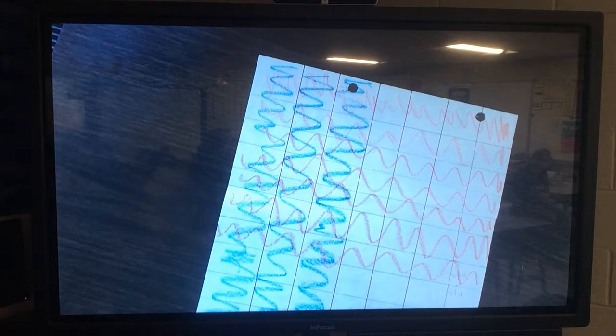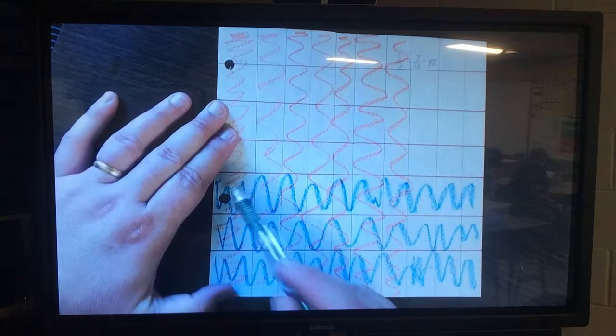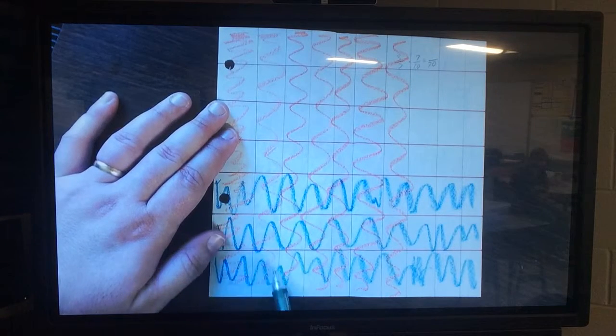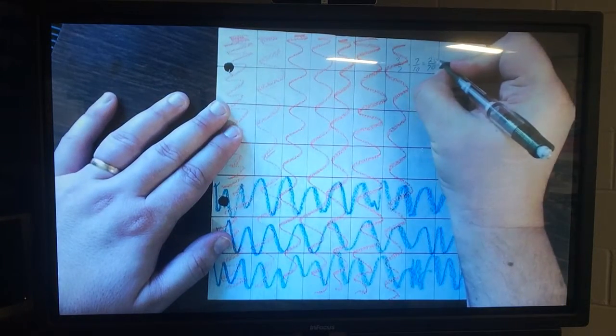Now, I know I have 7 units this way, 10 units this way, so 7 by 10 is going to be 70. That would be my denominator. And let's see how many of these overlap. I have 1, 2, 3, 1, 2, 3, 4, 5, 6, 7. So I have 3 by 7, and that's going to be 21.